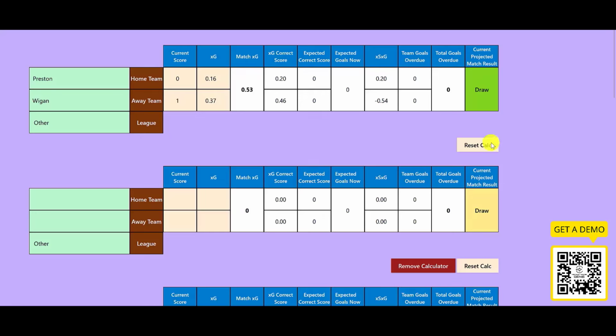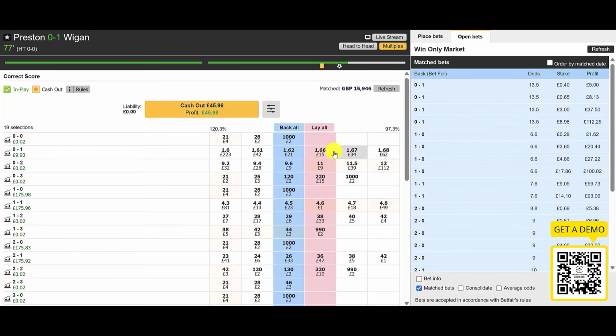If we look at that data, it's still saying current projected match result is a draw. We're on this 1-0. If we lay it off, worst case scenario as it stands, we're either going to make £9 or we're going to break even. But if we get an equaliser, we've got some very nice green on that 1-1. So it's good to put yourselves in these positions. Let's see what happens. Preston 0, Wigan 1, 77 minutes.